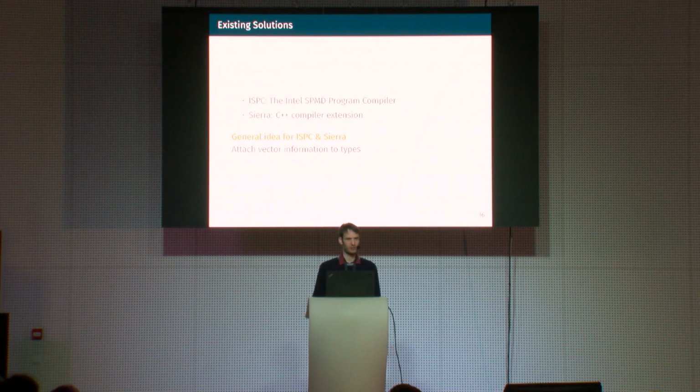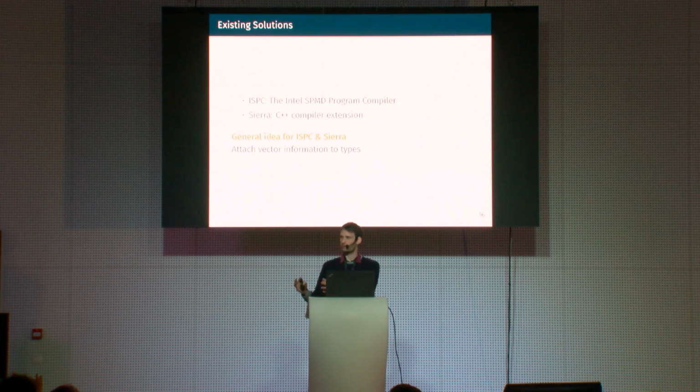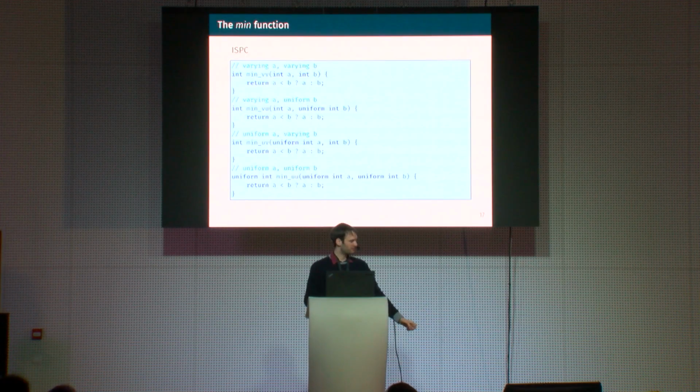And there are existing solutions for this. There are two of them, the one you probably know about, and another one you probably don't know about because it's no longer developed. But the general idea for both of these solutions is you have C++ or C code, and then you attach vector information to the types in your program. You say, this variable here is an integer, but it's a vector. And so this is the min function in ISPC.